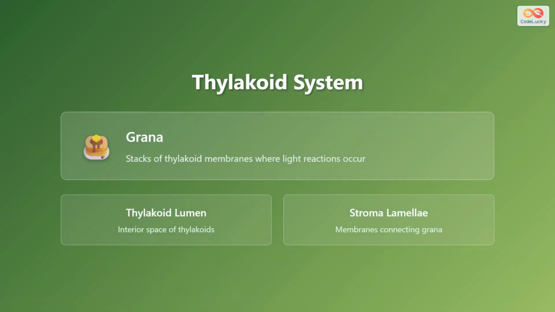The thylakoid system is where the magic of light capture happens. Thylakoids stack together to form structures called grana, which are the primary sites for the light-dependent reactions of photosynthesis. Inside each thylakoid is a space called the thylakoid lumen, which plays a crucial role in energy production. Connecting different grana are membranes called stroma lamellae, which ensure the entire thylakoid network functions as an integrated system for maximum efficiency in capturing and processing light energy.